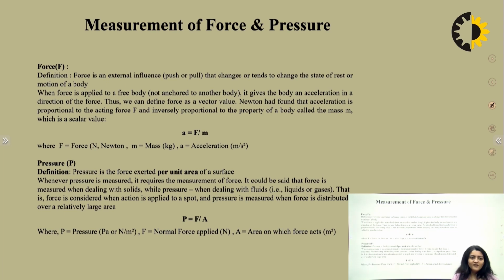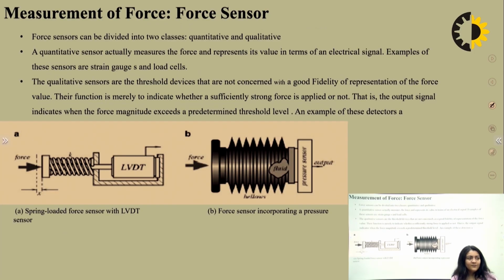So, if the area is finite, say 1 meter square, then you can say that pressure and force are an equal quantity. Then what are the force sensors available? Force sensors can be divided into two types, in a quantitative format or in a qualitative format. Quantitative sensors actually measure the force and represent its value in terms of an electrical signal. Examples of these sensors are strain gauges or load cells.